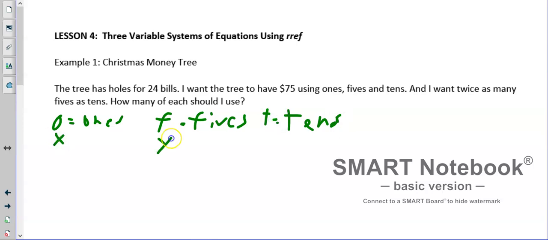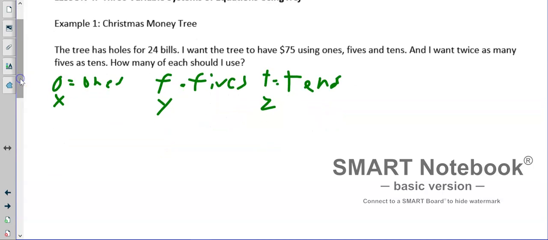Again, if you wanted to use x, y, and z, that's fine. It's up to you. Now, what are our equations? Well, first we have our number of bills. We know that all of them add up to 24 because there's 24 spots, one bill each. So the number of ones plus the number of fives plus the number of tens is 24. And I just went right back to x, y, z. Again, you could use O, F, and T, but I'll do it this way just because.